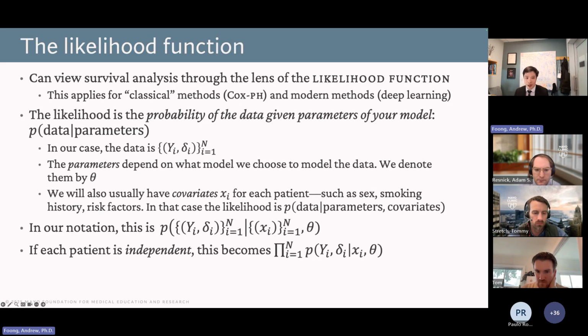So in our notation, this is going to look like the probability of the yi's and the delta i's conditional on all of the xi's, so all the patient-specific covariates, the age, the sex, the race category, etc. And at the end, we also always condition on the model parameters theta. And if each patient is independent of every other patient, which we usually assume, then this final likelihood is just a product of the individual likelihoods for each patient. So it's a product of the probability of observing yi and delta i, conditional on the patient's covariates xi, and conditional on your model parameters theta.